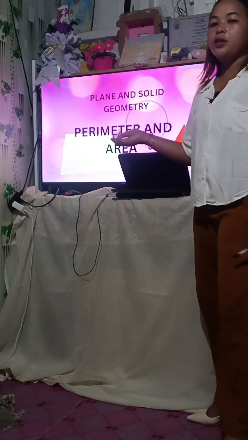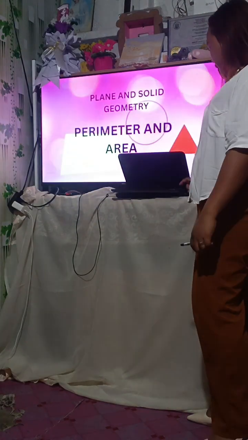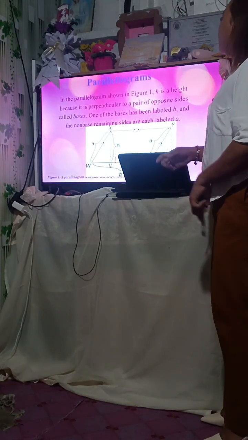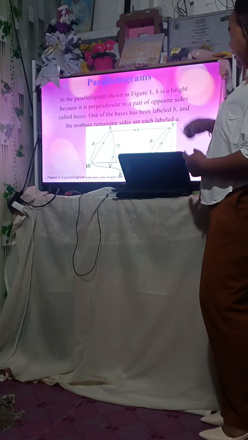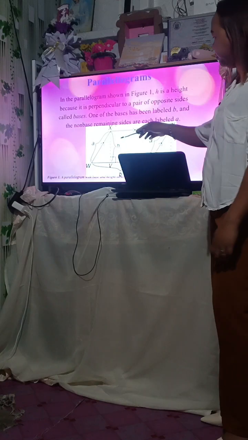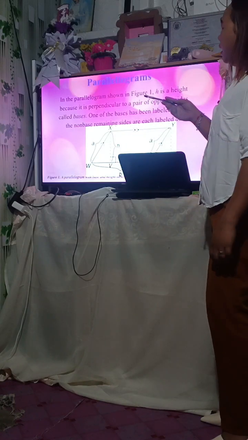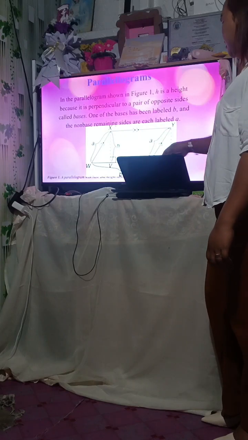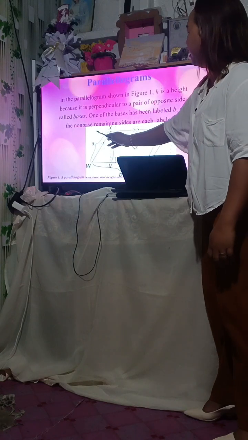So now we will proceed to our topic, which is the perimeter and the area. So first we have a parallelogram. In the parallelogram shown in figure 1, h is the height, and because it is perpendicular to a pair of opposite sides called bases, one of the bases has been labeled B. This is the base. And the non-base remaining sides are each labeled A. So these are the non-base.